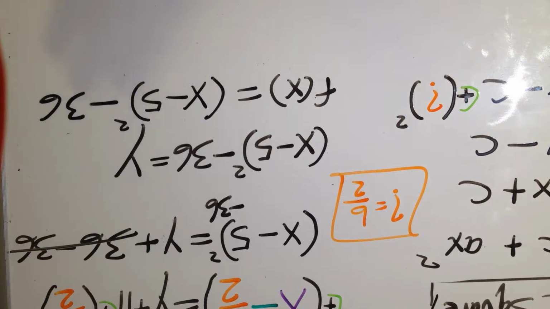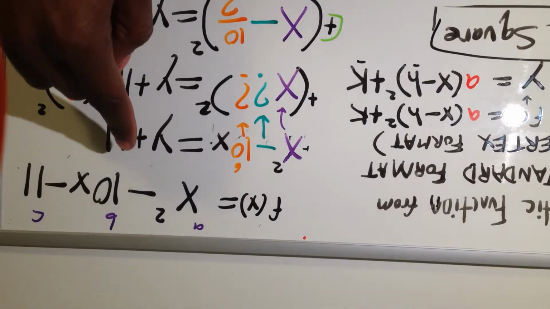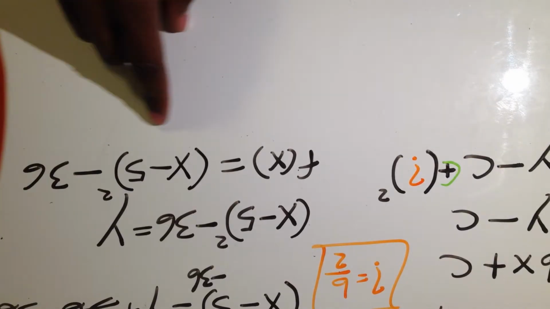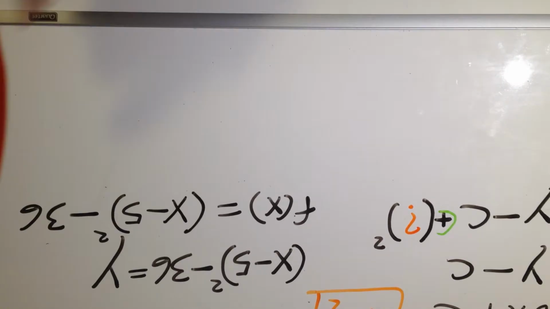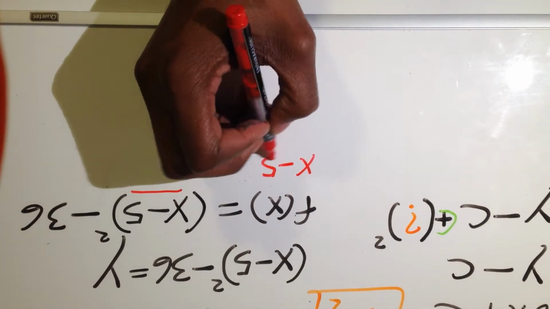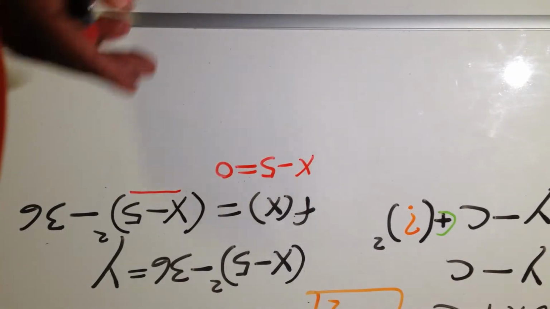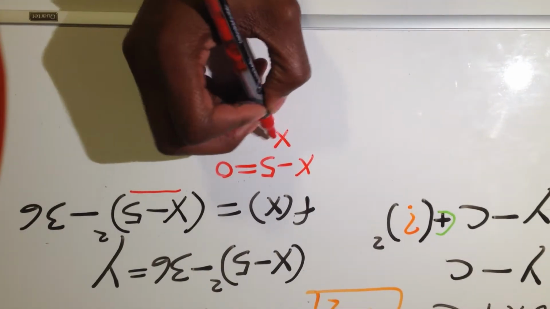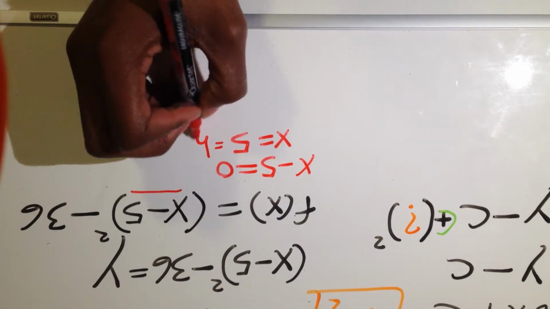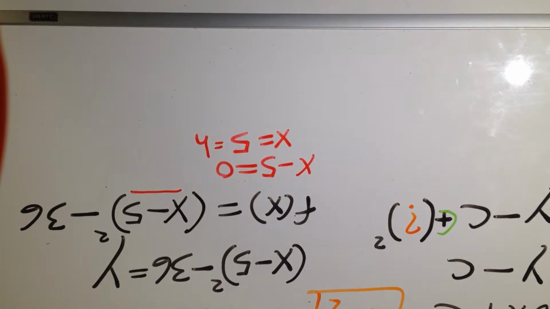And that's how you convert a quadratic function from the general format to the standard format. And now we can answer the question, where is the vertex? The vertex is right here. If we take x minus 5, set it equal to 0, solve for x, x will be equal to 5. That's going to be our h, right?